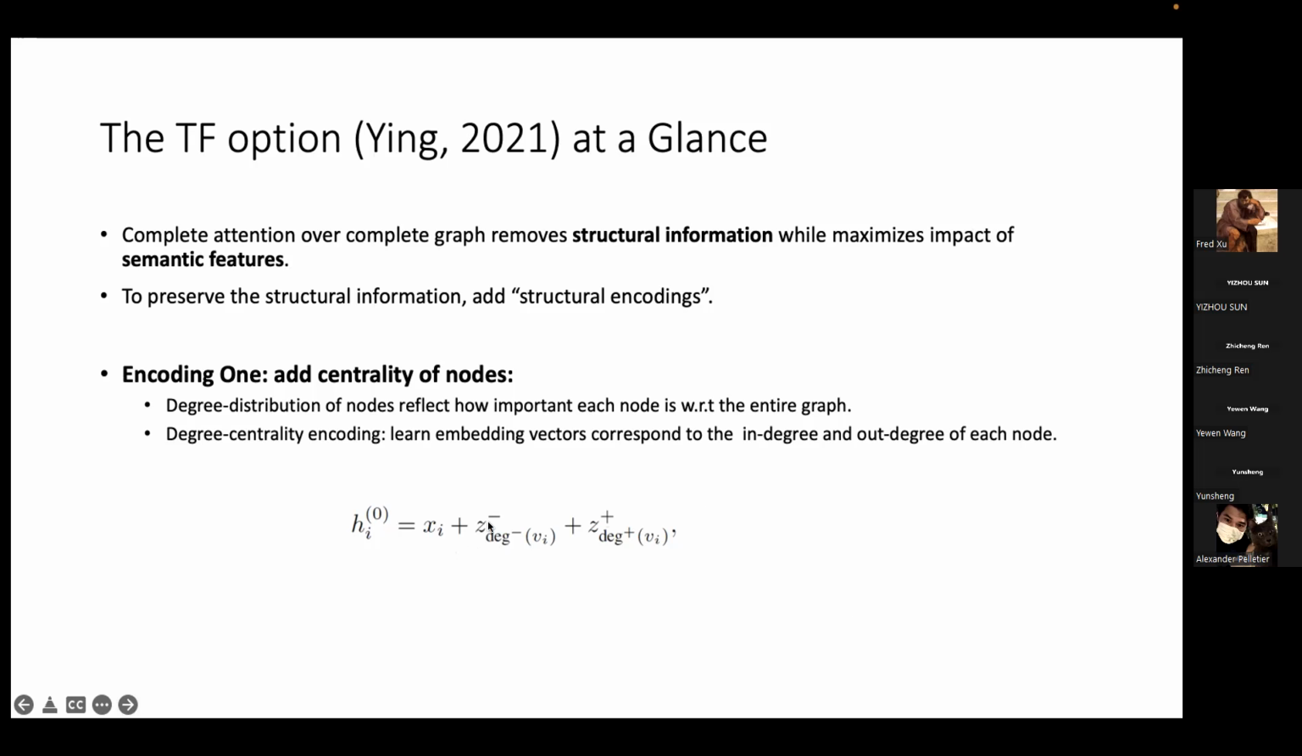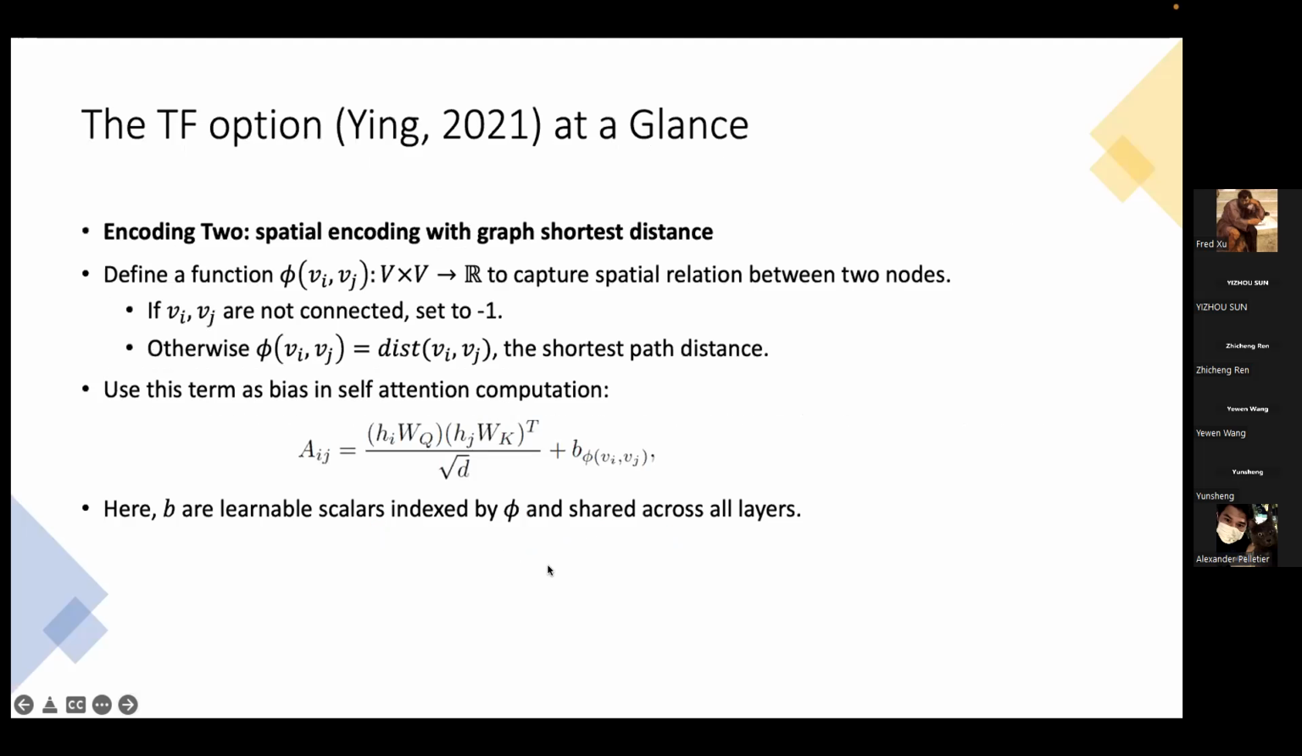Because the degrees are just scalars, and the node embeddings are vectors, they try to add an embedding layer to each of the scalars. For example, the z minus and z plus here: if xi is a d-dimensional vector, then the z's are also d-dimensional. This is obtained using some learnable embedding layer.